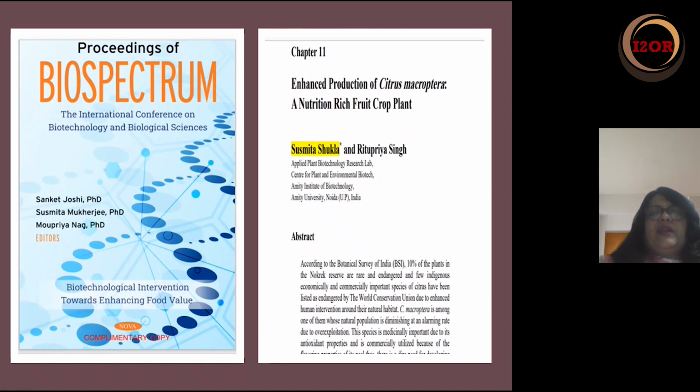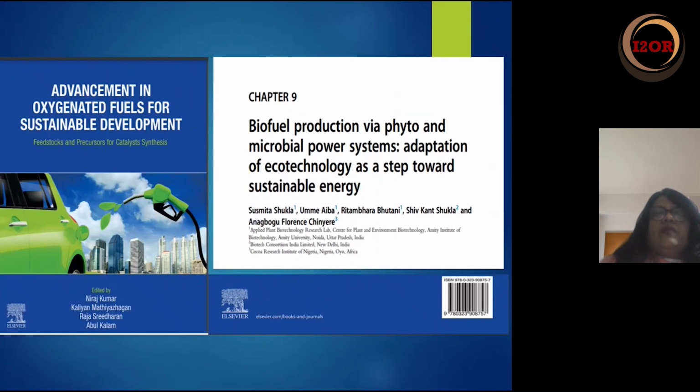Here, one example I have given is where we have produced a propagation protocol for the endangered Citrus macroptera. You can see it is a nutritionally rich fruit crop. At the same time, it is endangered and is found in the northeast region of India, where few varieties exist, but we have successfully propagated these particular plants. So this is another important plant that we can propagate.